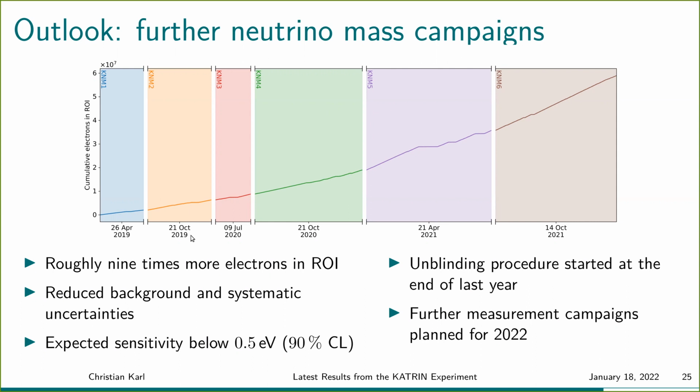In these future campaigns, we were also able to reduce the background and systematic uncertainties. And in case you're interested, this is a topic we can go into more detail in the discussion. Putting all this together, we expect a sensitivity below 0.5 eV, analyzing all of this data. And the unblinding procedure has already started at the end of last year, and we're working on doing all of this now, and we hope to continue and maybe even be able to publish during this year. Of course, while we're busy analyzing, people are also busy measuring further, so there will be at least 2, maybe even 3 more measurement campaigns in 2022.